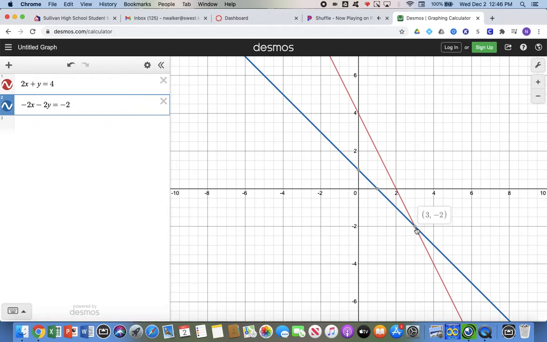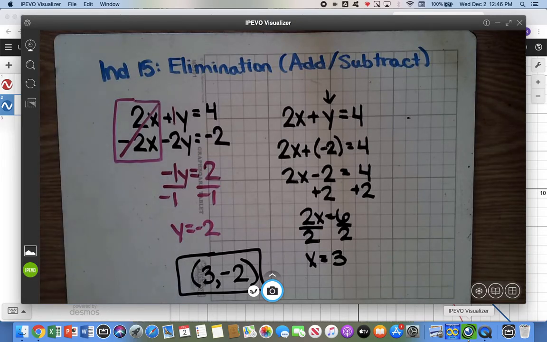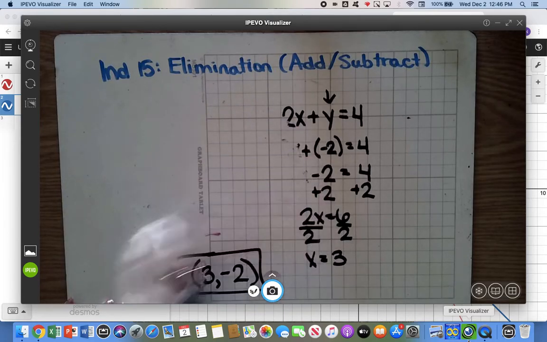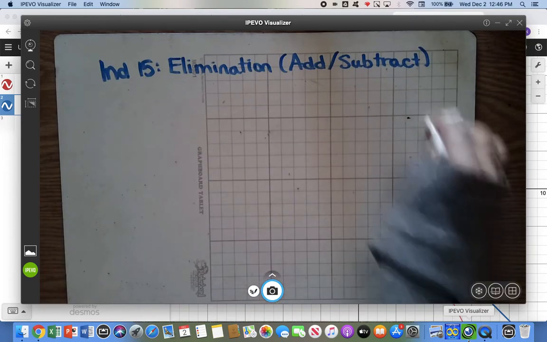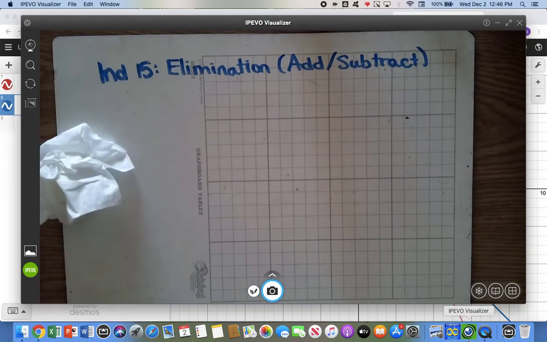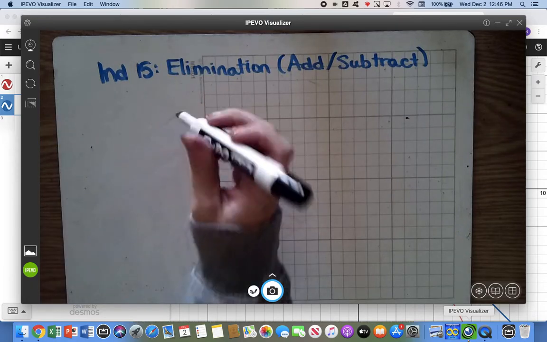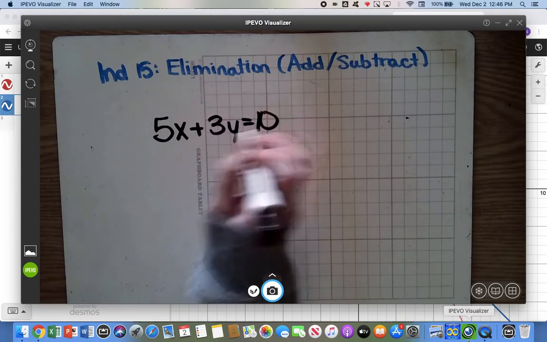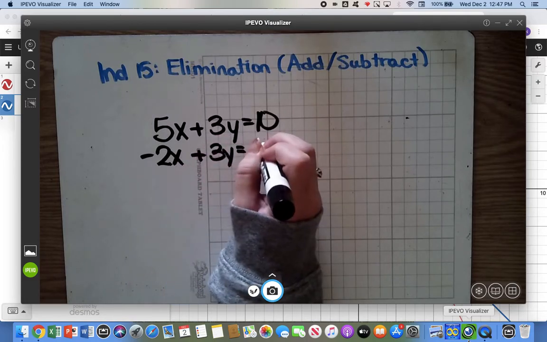All right, so now I want to go over the second type of problem you're going to see today. So far, everything we've been able to eliminate something. Now, the second situation is when you might have to do some subtraction. So if we look at this, we got 5x plus 3y equals 10, and negative 2x plus 3y equals negative 4.